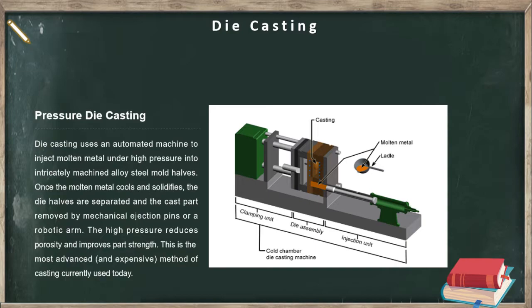Die casting. Die casting uses an automated machine to inject molten metal under high pressure into complex machined alloy steel mold halves. Once the molten metal cools and solidifies, the die halves are separated and the cast parts removed by mechanical ejection pins or a robotic arm. The high pressure reduces porosity and improves part strength. This is the most advanced as well as expensive method of casting currently used.